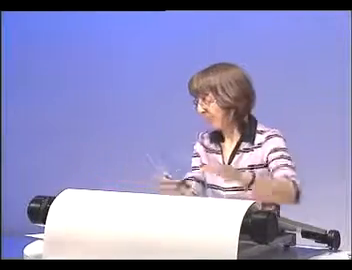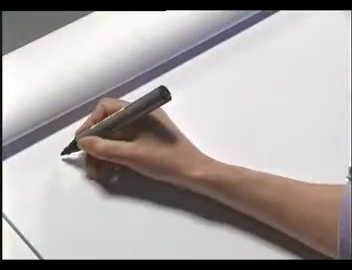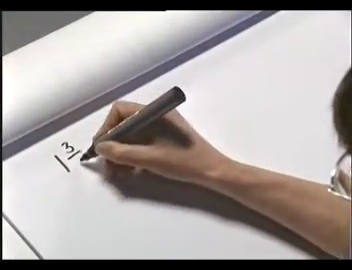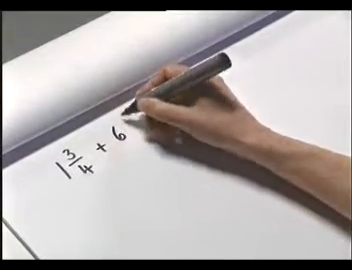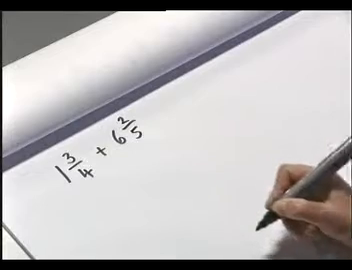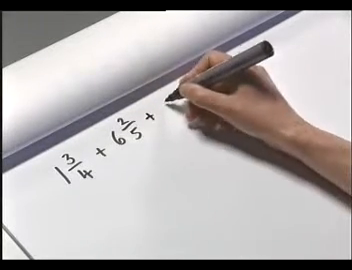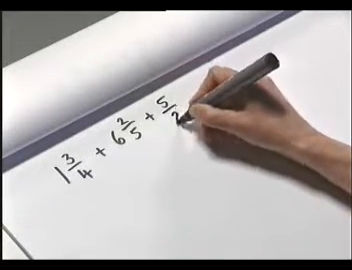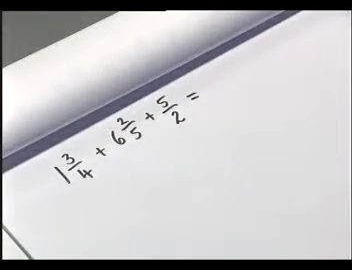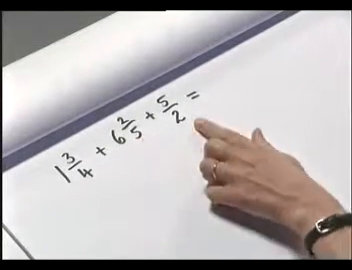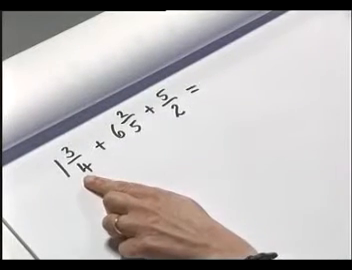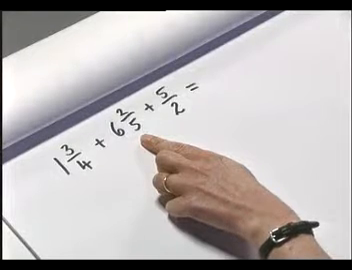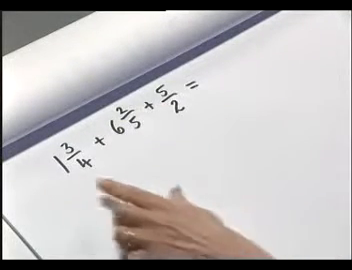Let's have a look at one more example. This time using 3 fractions. So 1 3/4 plus 6 2/5 plus 5 halves. So we've got a mixture here of mixed fractions and an improper fraction. Well, as before, the first thing we need to do is to turn these mixed fractions into improper ones.